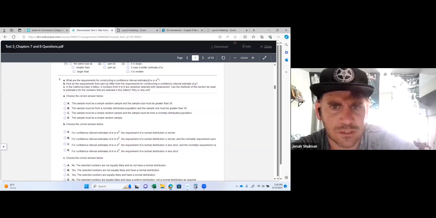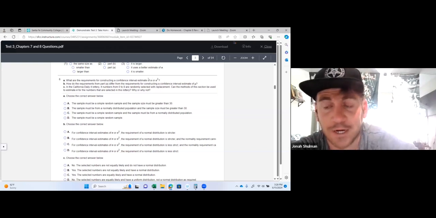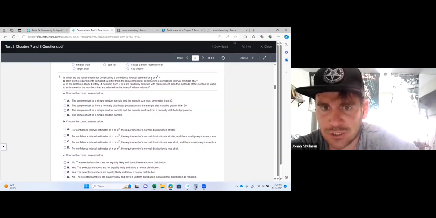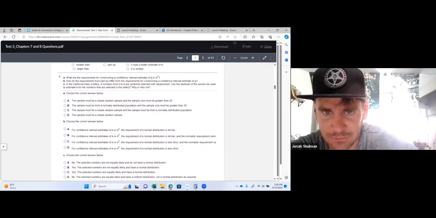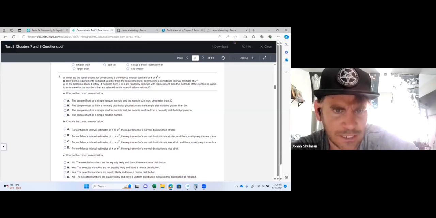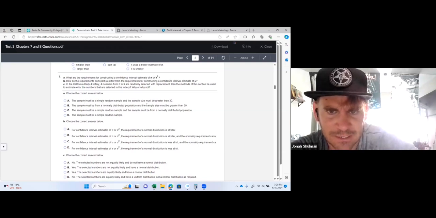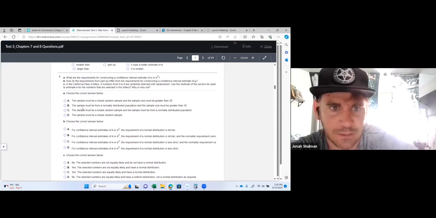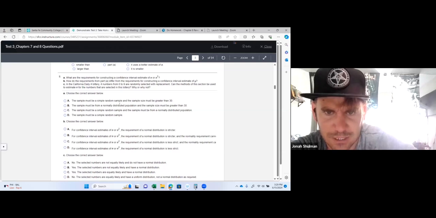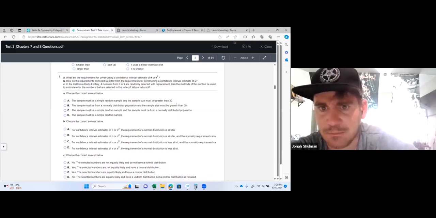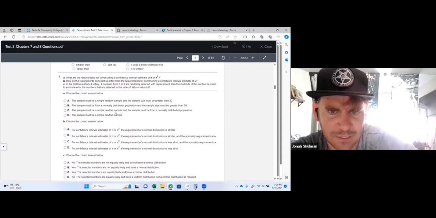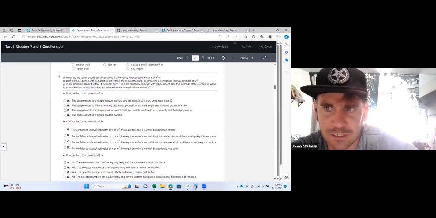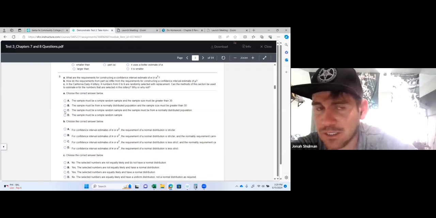What are the requirements for constructing a confidence interval for these two values? This is for standard deviation and population variance. To get this, the sample must be simple random, and the sample size must be greater than 30? No, that's not it. That's for when you just have means. The sample must be normally distributed and the sample size must be greater than 30? No, it's not B. The sample must be a simple random sample, and it must be normally distributed. That's all you need for these two. So this one is C. That's the answer to number 8.